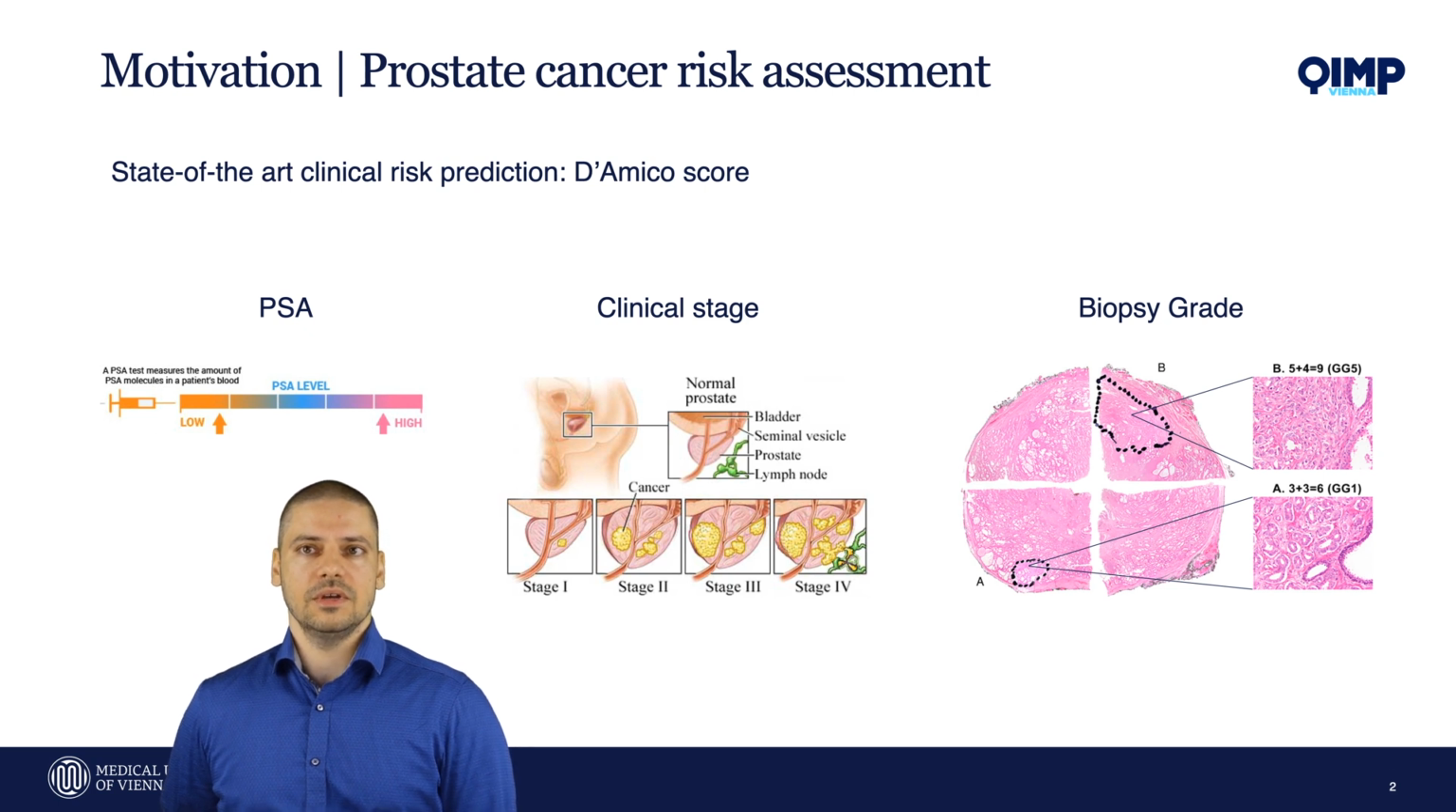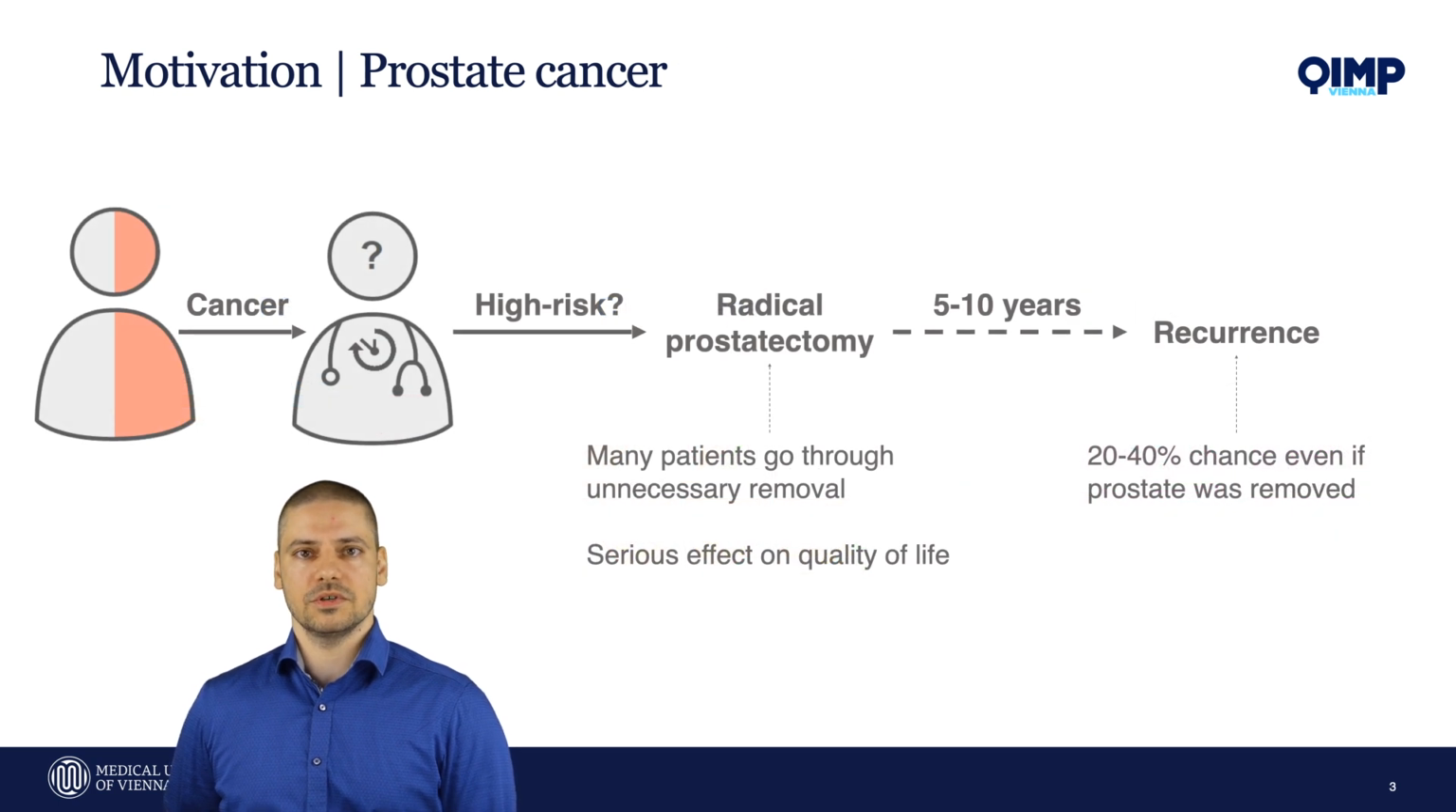What does it mean? It means that if the patient has a suspicion of cancer and it's assumed that this patient is high risk, then we might decide that the patient needs to undergo a full radical prostatectomy removal. And this has a serious impact on the quality of life. Nevertheless, even if a radical prostatectomy had been performed, there is a 20 to 40% chance that the patient will have recurrence in 5 to 10 years.